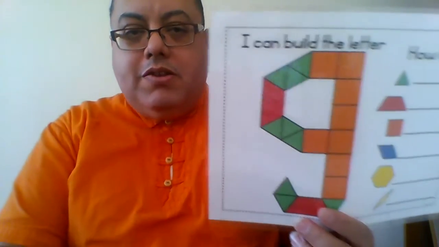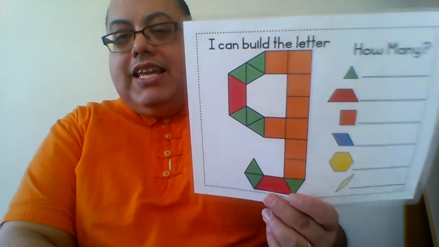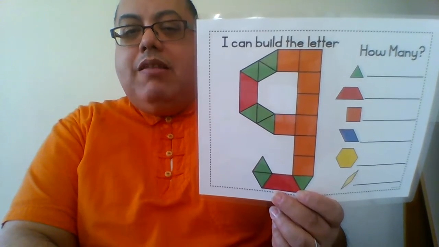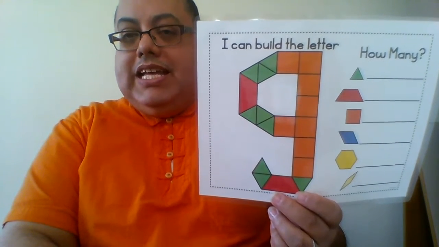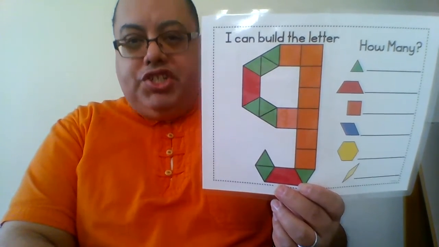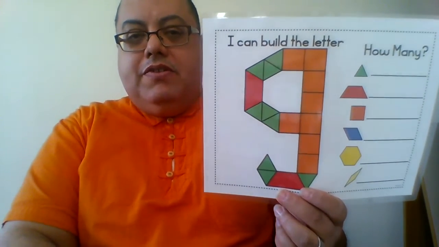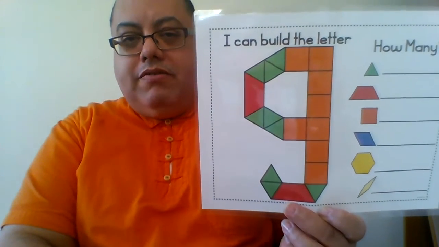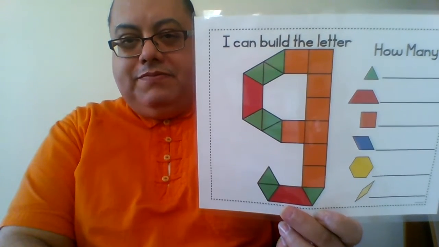So what we want to do is be able to continue to look at each one of these letters that are left in the alphabet and say, I can build the letter, and tell me how many of each shape we have. So, this is the letter G, the lowercase g, and we are going to count how many you see with a green triangle. If you are really good, you should be subitizing.